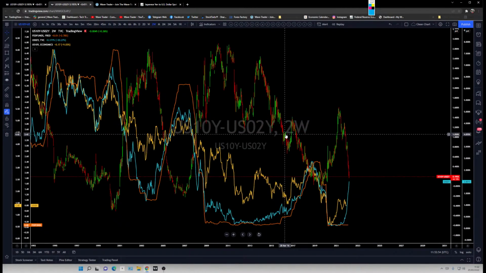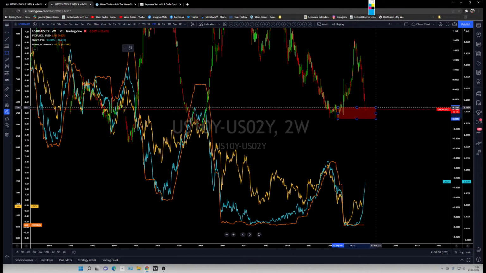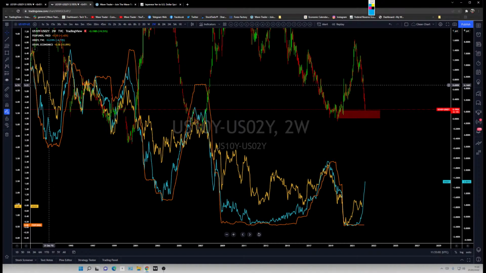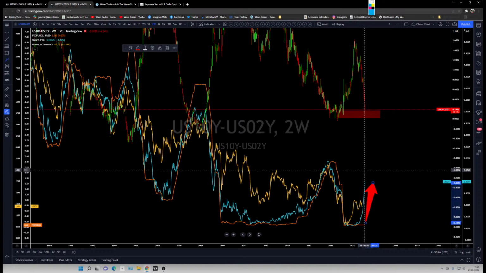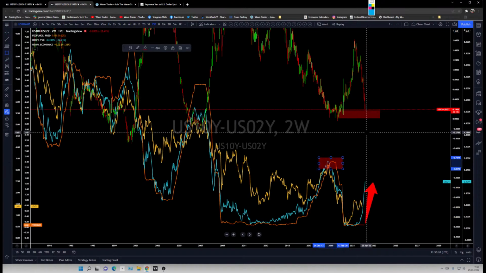So we are just about to see inversion again. And the Fed is behind the curve. They are not raising the rates quickly. So we are about to have inversion, even with a 25 basis point hike.